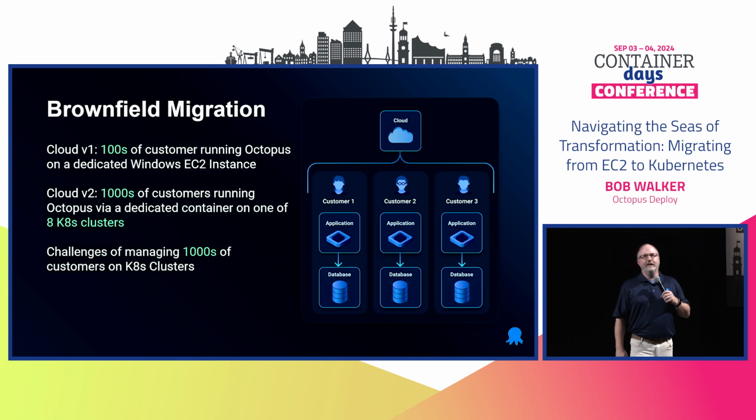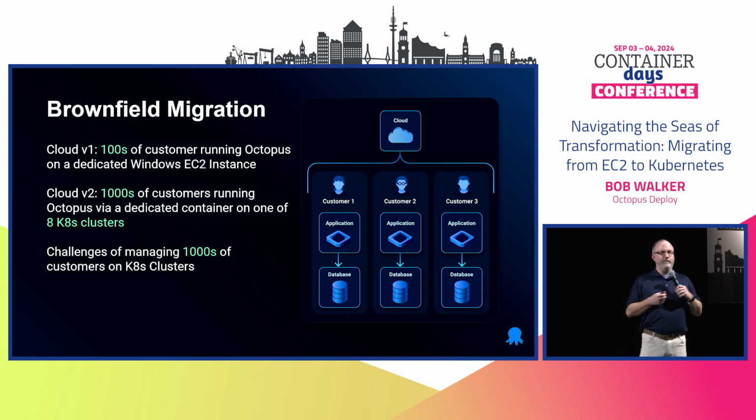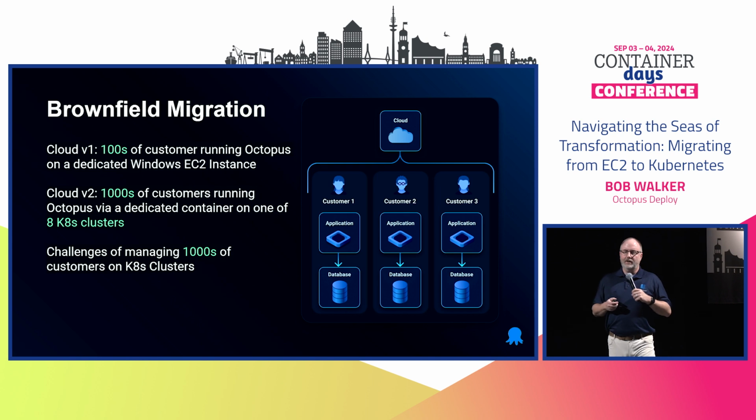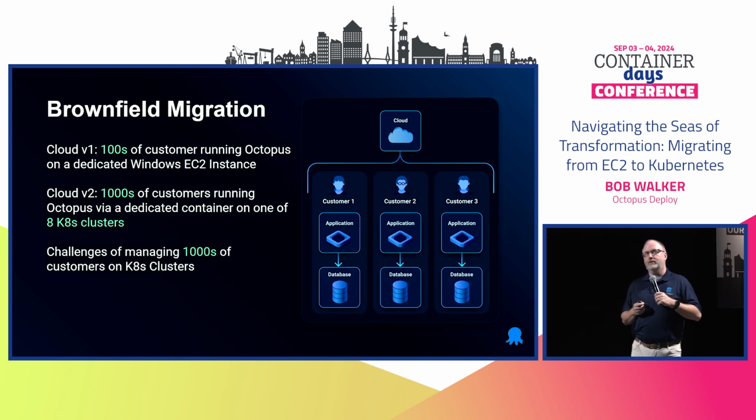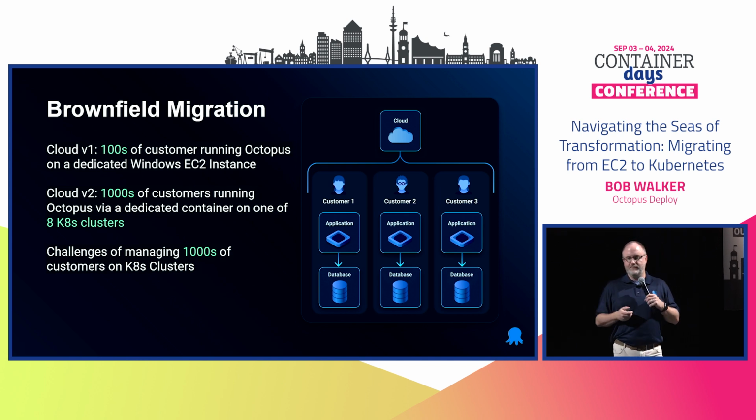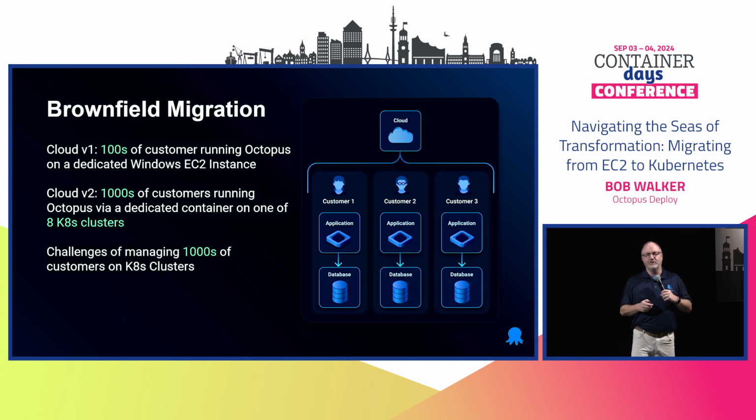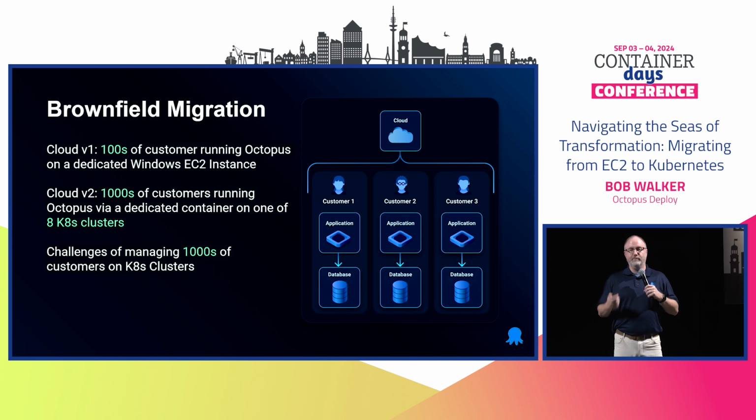So this story is a brownfield migration story. We're going to be talking a little bit about how we moved from hundreds of EC2 virtual machines onto, now, thousands of dedicated container instances for each of our customers. But then I also do want to talk, as we mentioned earlier, about the challenges of managing thousands of customers on Kubernetes clusters.